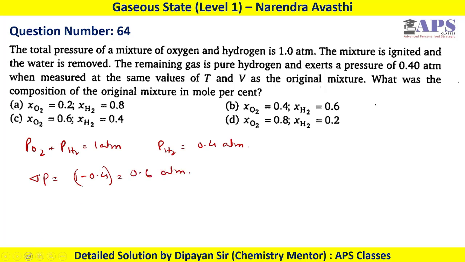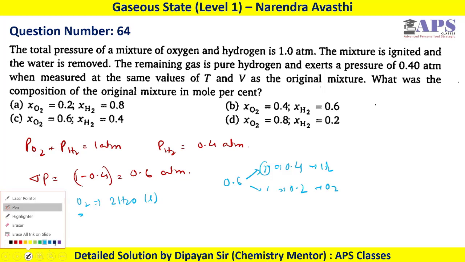Now if you see the equation, 2H2 plus O2 gives 2H2O liquid, so here we have 2:1 ratio of moles for hydrogen and oxygen. So pressure also will be distributed in 2:1 ratio. Okay, so 0.6 if you distribute it in 2:1 ratio, so for 2 it will become 0.4, for 1 it will become 0.2. So this is for hydrogen and this is for oxygen.